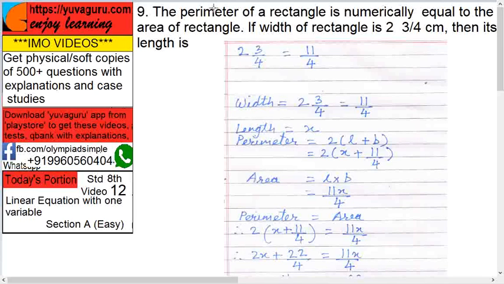Now what is given? Perimeter is equal to area. First find the perimeter. Here, the width you got is 11 by 4. Let the length be x. So what is the perimeter of a rectangle? Rectangle perimeter is 2 into (L plus B), length plus breadth. So 2 into (x plus 11 by 4). And area is what? Length into breadth. So 11 by 4 into x. Okay. But both are equal, it's given. So 2 into (x plus 11 by 4) equals 11x by 4.